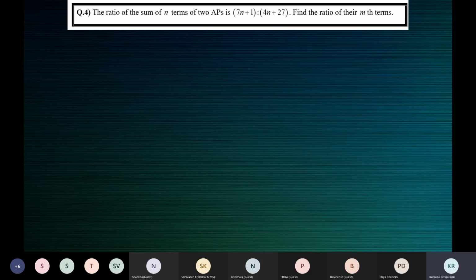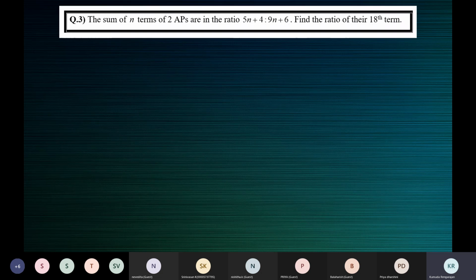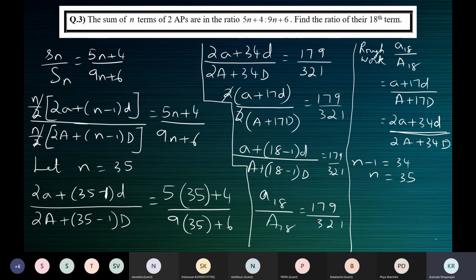So here there's a general one. Given the ratio of the sum to n terms of two different APs, we had to find the ratio of their 18th terms.